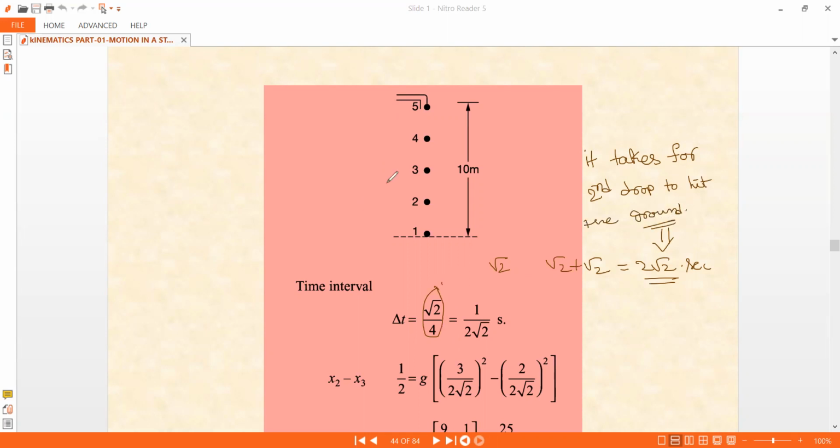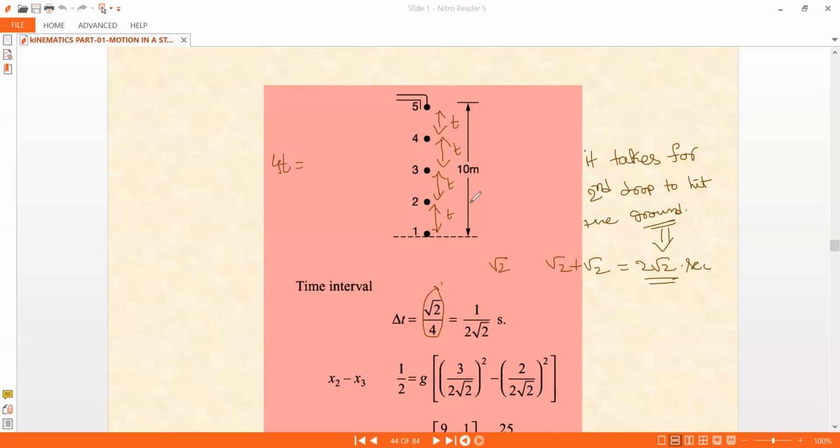Now the thing is, how many intervals of time are there? Let us break it like this: this is t, and this is again another t. This is again another t, and again this is another t. So this many equal time intervals are there, which add up to 4t.